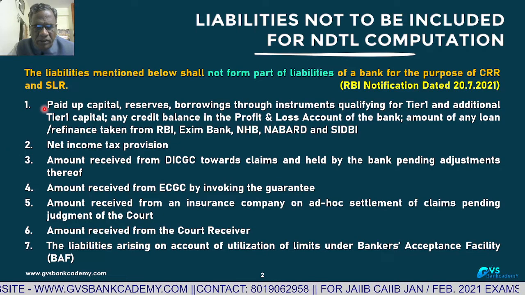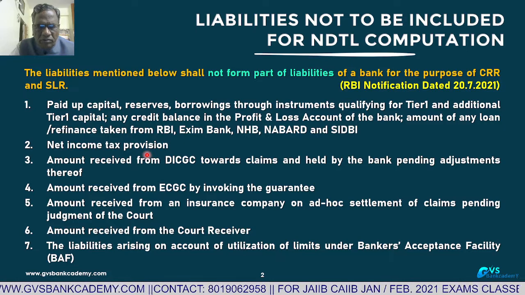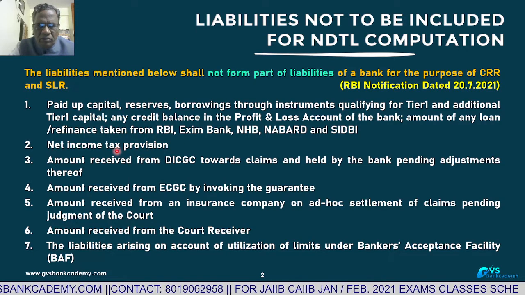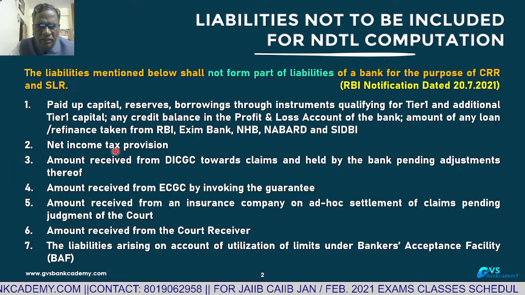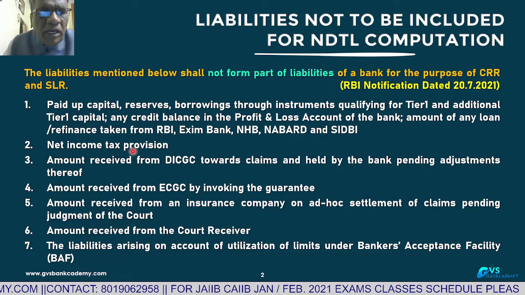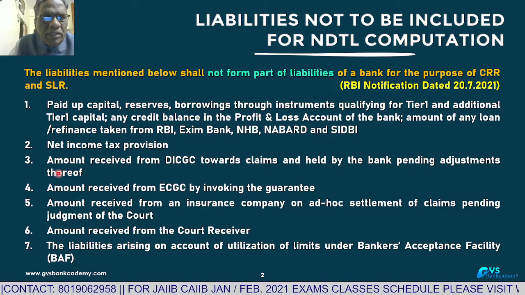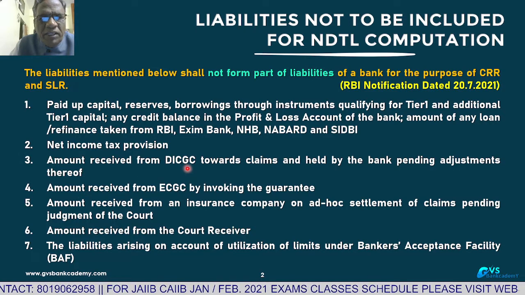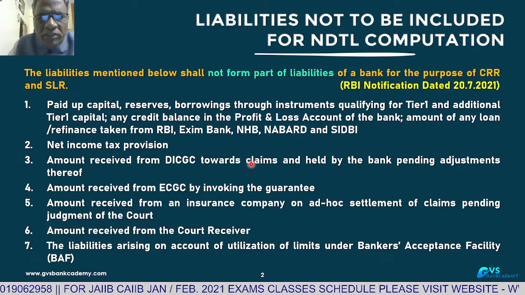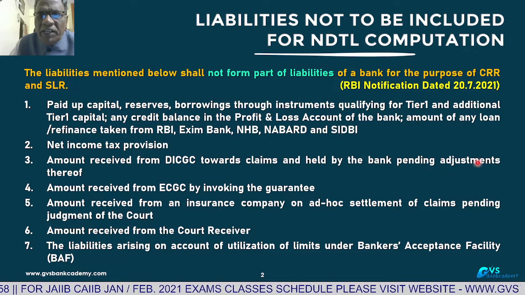Point number 2: net income tax provision made and parked in nominal accounts. The net income tax provision outstanding in the nominal account also does not form part of liabilities. Number 3: amount received from DICGC, Deposit Insurance Credit Guarantee Corporation, towards claims payment to the depositor held by the bank for pending adjustments.